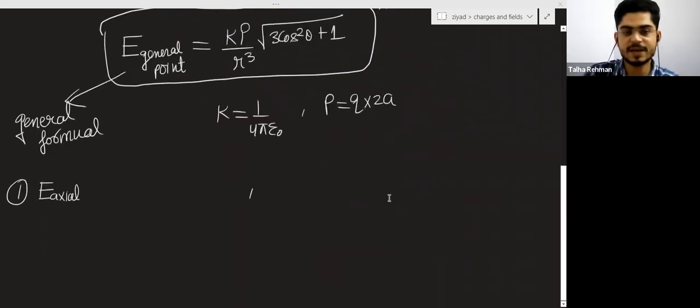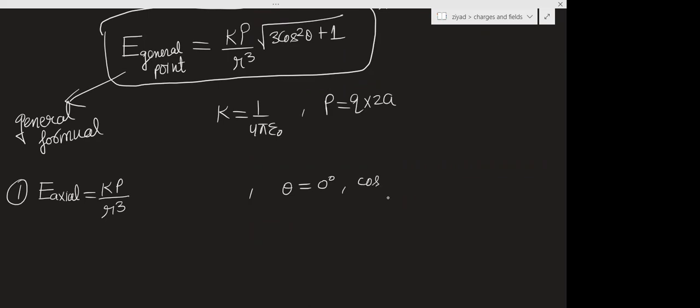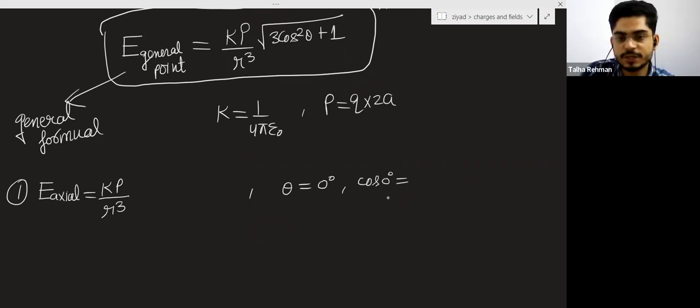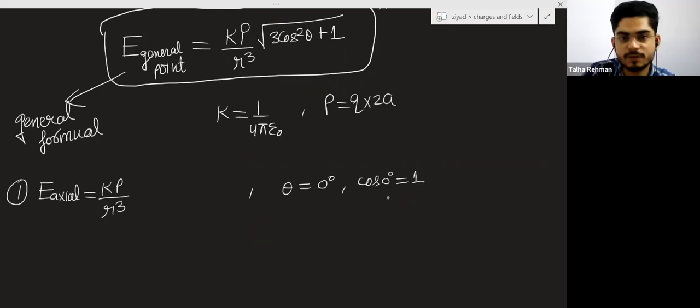So for axial, if I want to calculate, I will put the value of theta equal to 0 degree. Now if we put theta here as 0 degree, then we will get Kp divided by R q, and cos 0 is... no, cos 0 degree is 1. So when you multiply 3 into 1, this will become 4, and you take the root of 4 as 2. So we got this.